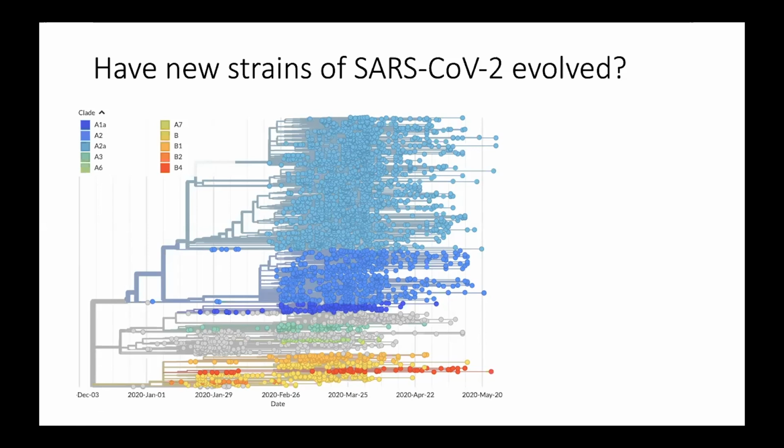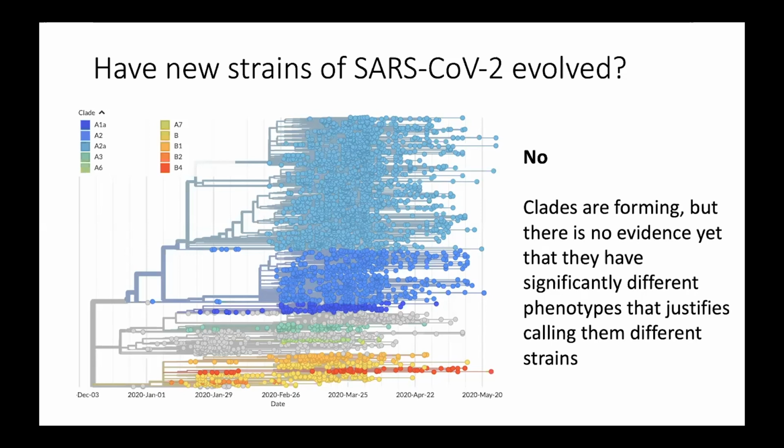These are thought to be the precursors to strains that would eventually emerge, or maybe they're even strains right now, but we don't have information yet on the phenotype of all of these different clades. And so we're unable to say whether or not they're actually distinct strains. So the answer to this question is no, these are distinct clades, they're not strains.